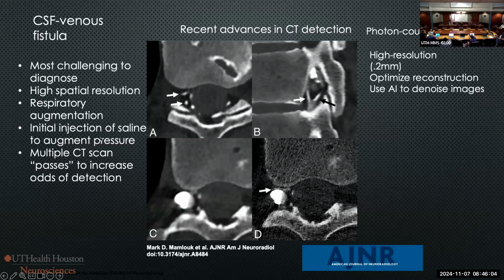In many of these cases, we talk about respiratory augmentation, where the patient breathes through a straw to try to decrease central venous pressure during the injection. Injection of saline to augment pressure, multiple CT passes. I mean, you can see that this is a lot of radiation and a big deal to do these workups.